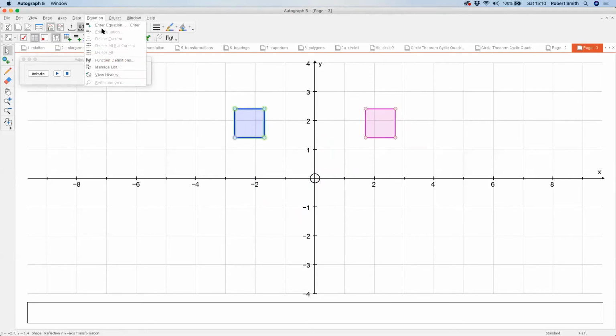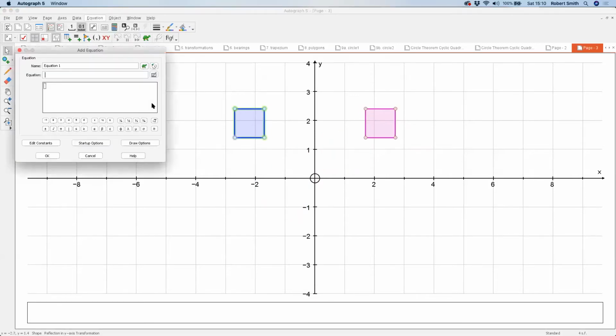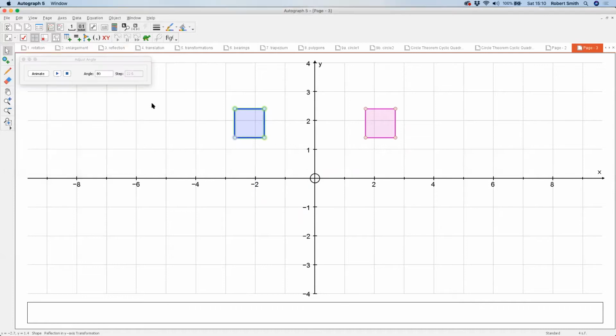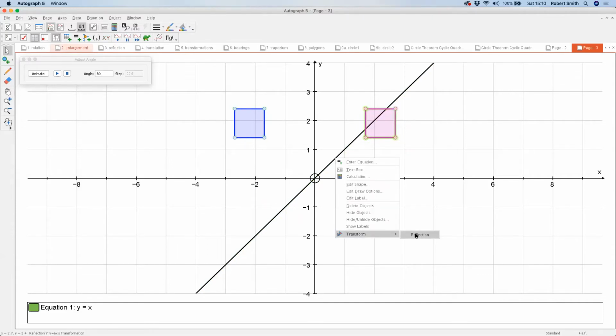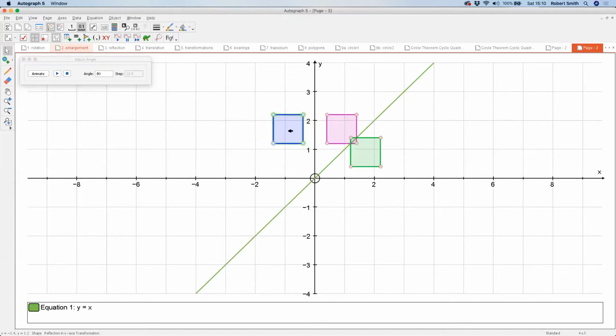To enter an equation is simple. You just enter the equation, y equals x. If I want to, I can select my image and my line, and right click and reflect. So now I've got the two linked together, and you can see what happens there. I'm reflecting in the y-axis and reflecting back in the line y equals x.